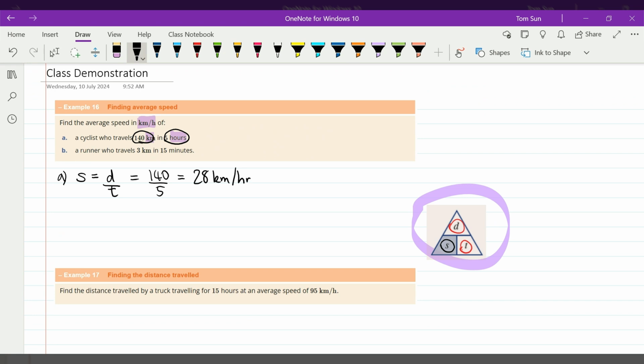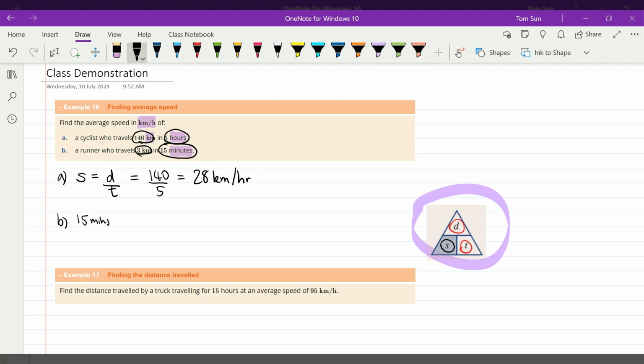Let's see the second question. A runner travels 3 kilometers, also in the right unit, in 15 minutes. Here's where some of you should have warning lights. This is in minutes, not hours. To do this correctly, we need to convert the 15 minutes to hours first before we do the maths. So the first thing to do is convert this.